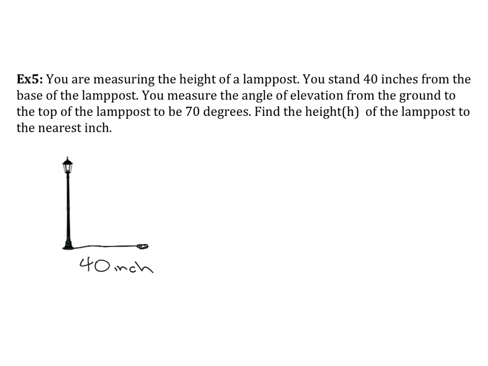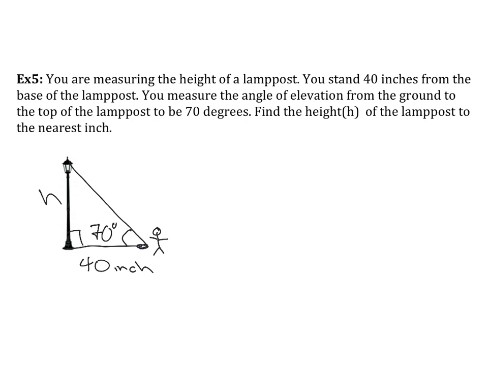So if I make a triangle here and I measure the angle of elevation, that's going to be this angle here, because we're standing and looking up. That's the angle from where we are to the top of the actual lamppost, and that's going to be 70 degrees. And then again, we're trying to find the actual height.